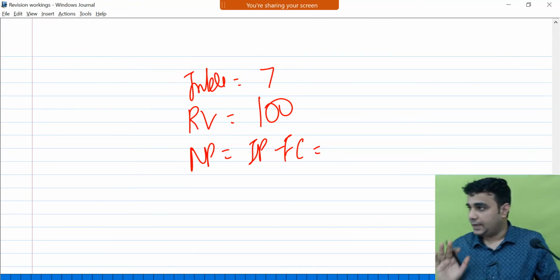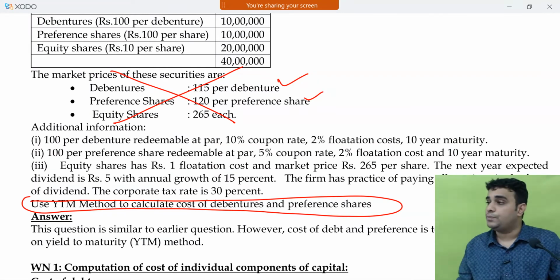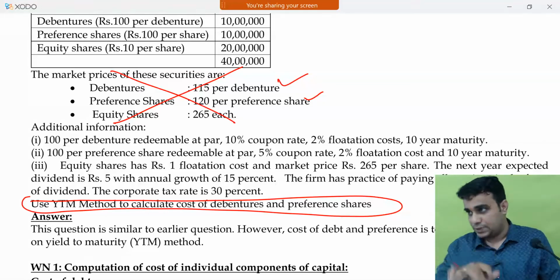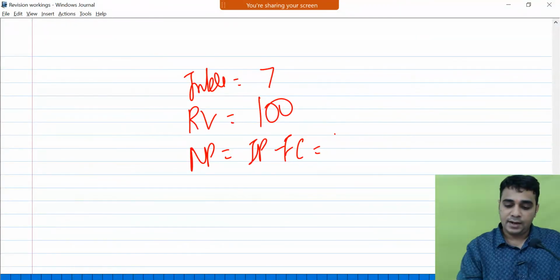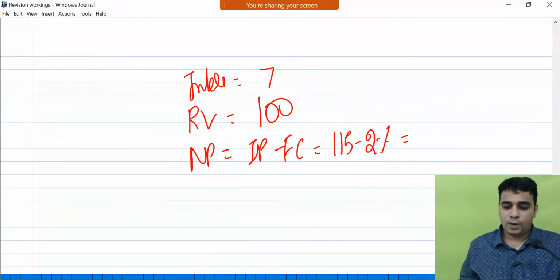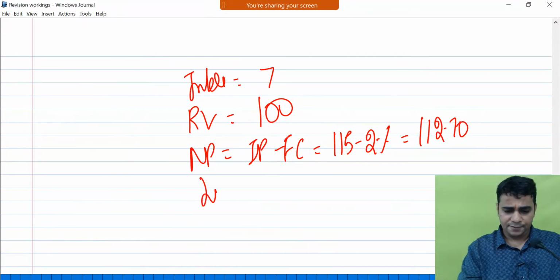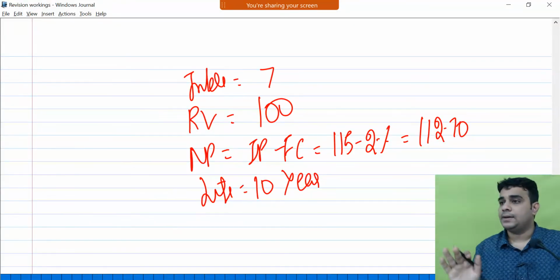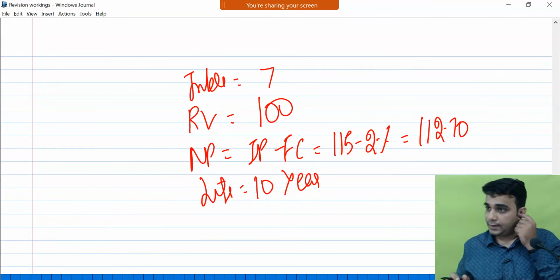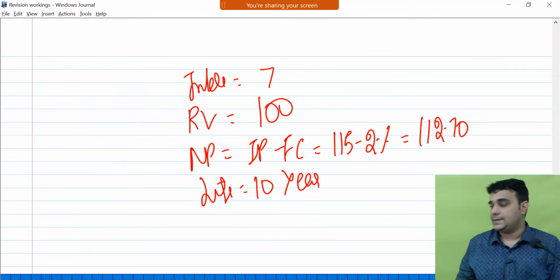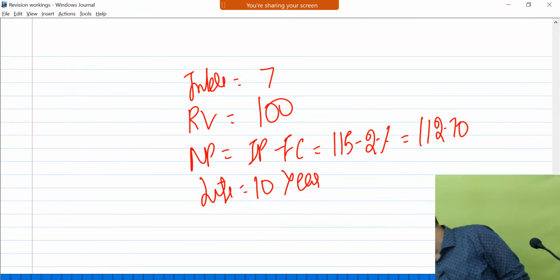The only assumption I am taking at this stage is my issue price is assumed as equal to current market price. I did take that assumption in one of the questions where the solution was different. 115 minus 2%. Can you tell me how much this is? Life is 10 years. I want you to do the shortcut method and tell me the answer. First do the shortcut method in your calculator. Shortcut method is interest after tax plus average other cost by average funds employed. Do that and tell me the answer.